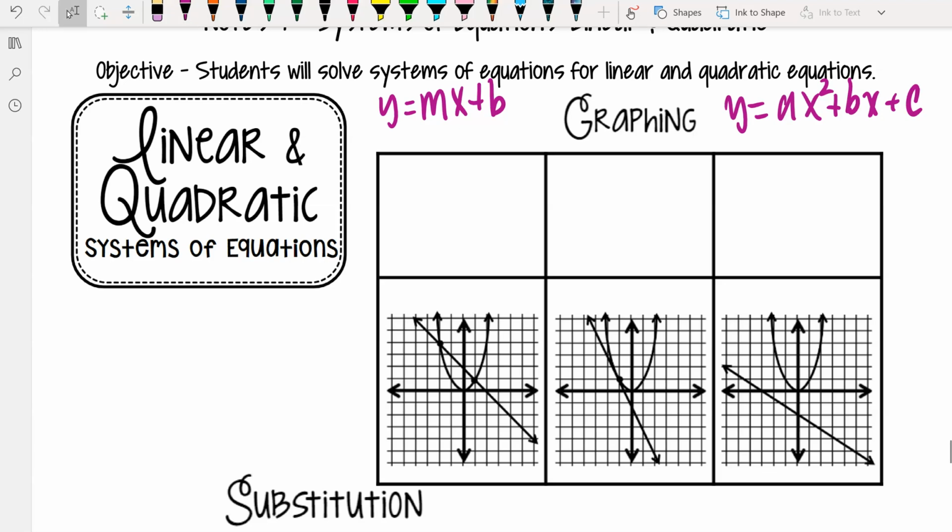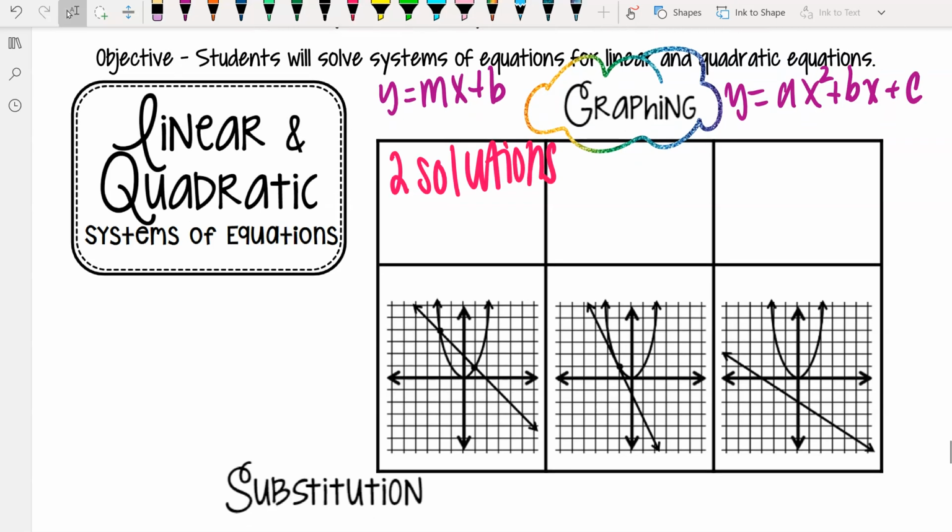So what's going to happen with systems is you're going to have two or more. And so there's a couple of different ways to solve it. The first way is by graphing. When you graph, you can look at a picture and tell how many solutions there are. There are actually 3 different kinds of solutions you can have. The first picture, you can have 2 solutions. The reason is that, if you remember from systems, you're looking for where they intersect. So here, the quadratic and linear intersect at 2 places.